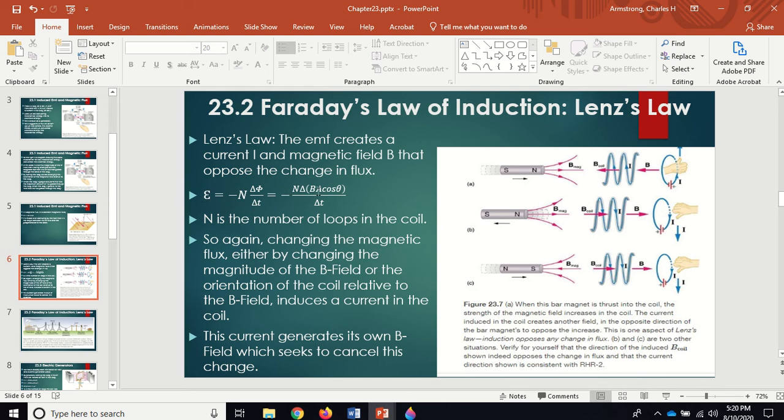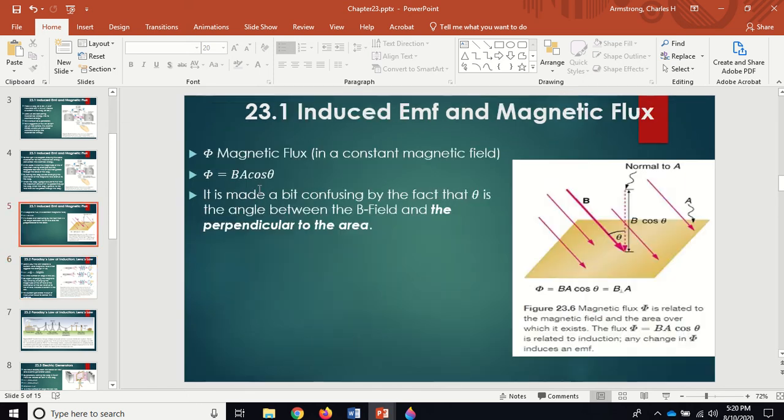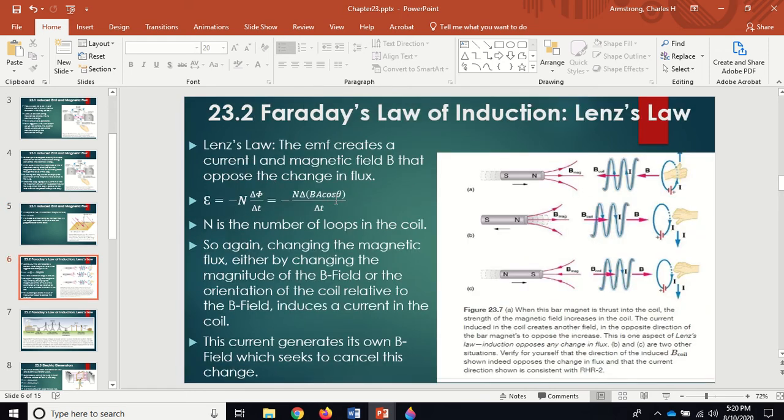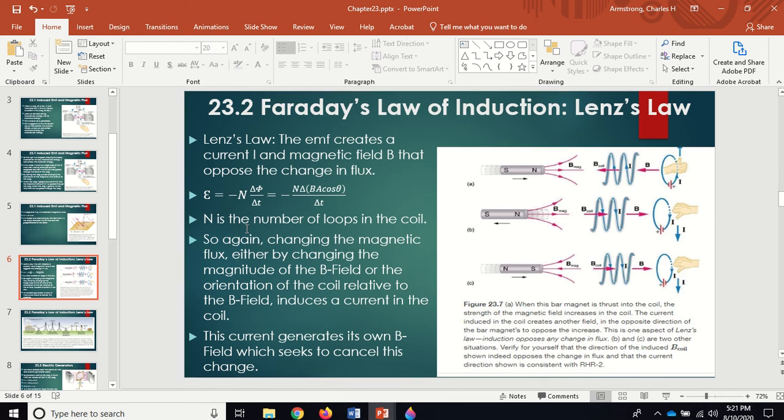So we just plug in what flux is. We had it up here. It's magnetic field times area times cosine of theta. Just plug it into there. So we change any one of those. We change the magnetic field, we change the area, or we change the angle, we're going to induce an EMF. N is the number of loops in the coil.